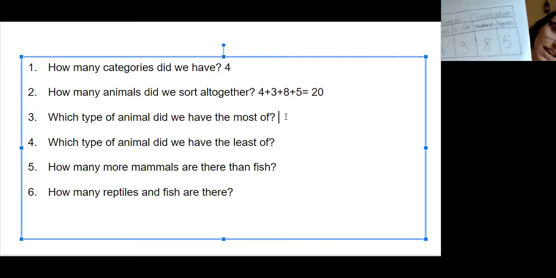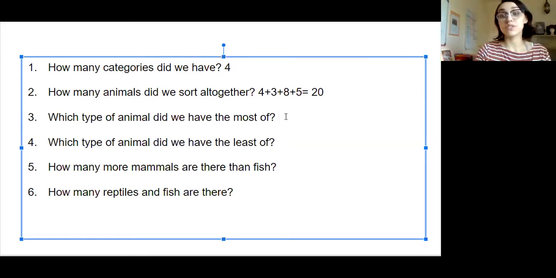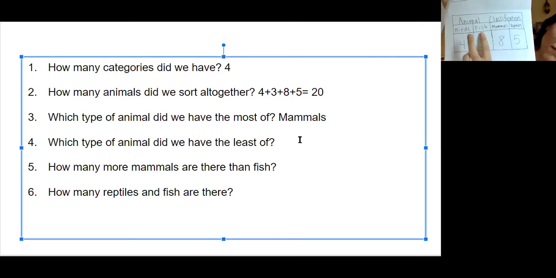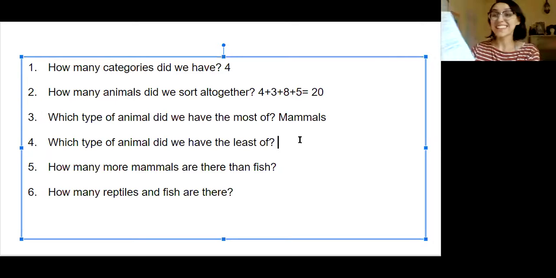Which type of animal did we have the most of? Well, the biggest number was 8. We had the most mammals. Which type of animal did we have the least of? The smallest number in our table is 3. We had 3 fish, so the one we have the least of is fish, right?